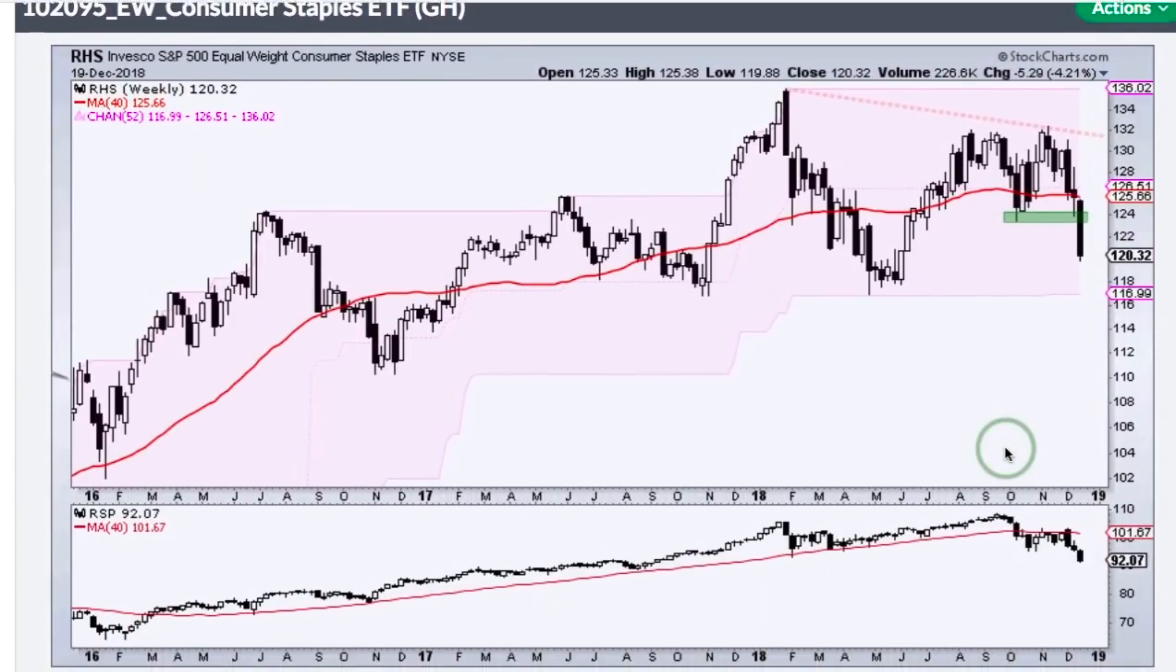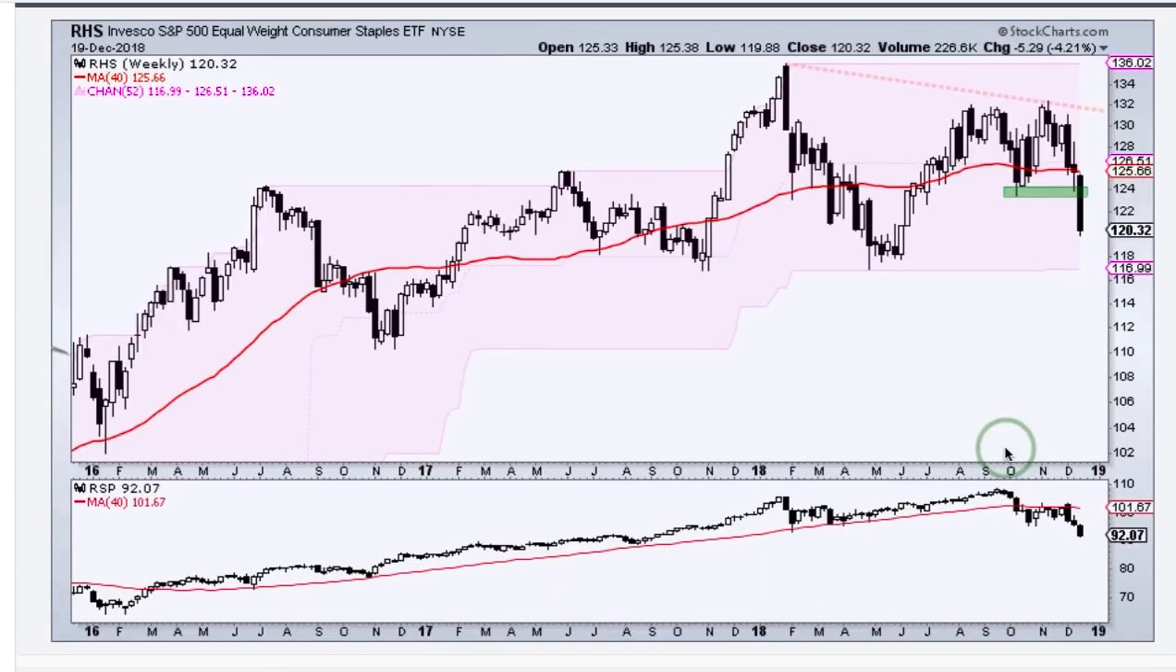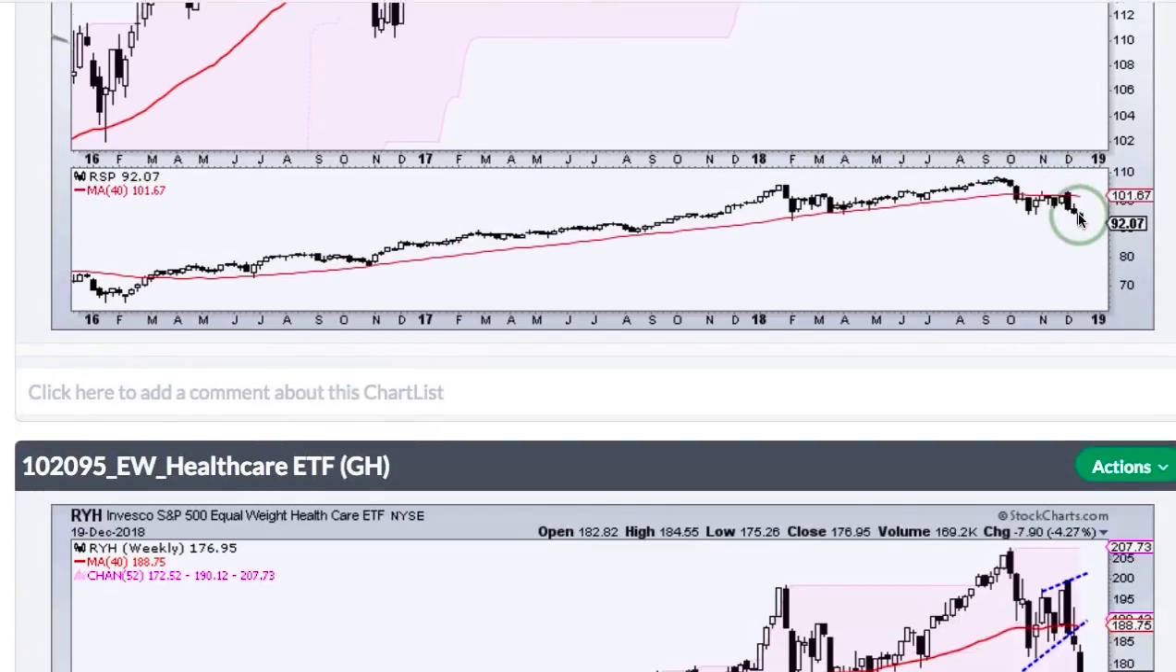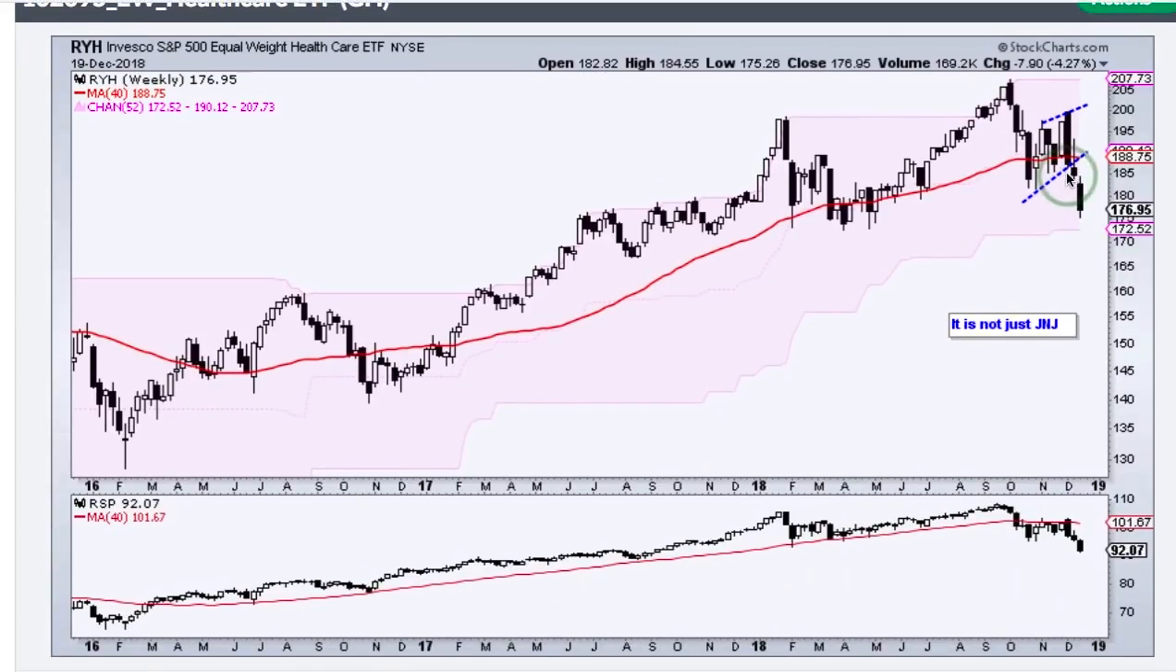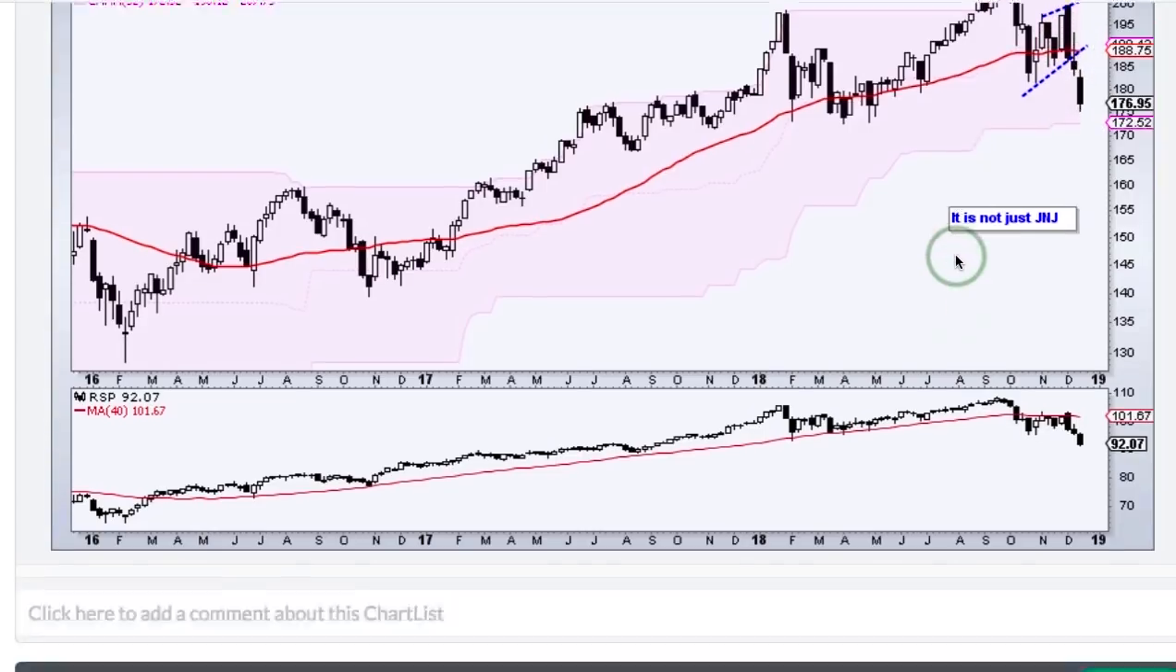So if we look at the equal weight healthcare or the equal weight consumer staples index, it's faring even worse, with a lower high and a breakdown. And then we look at equal weight healthcare. This shows you it's not just Johnson & Johnson. All right, you had the sharp decline, a wedge, and a breakdown. So healthcare is not a place to be.